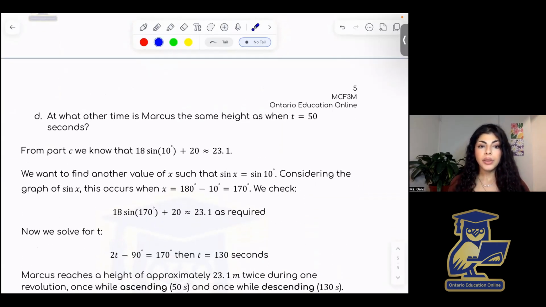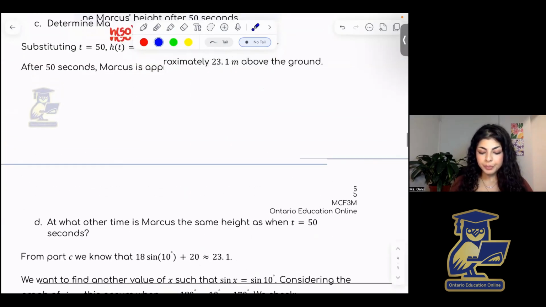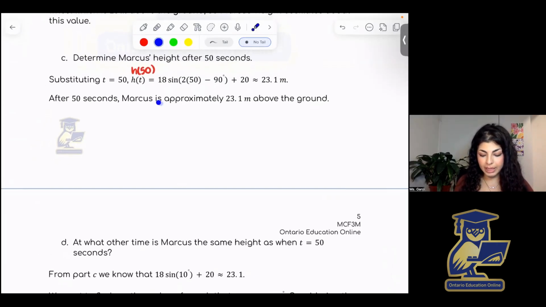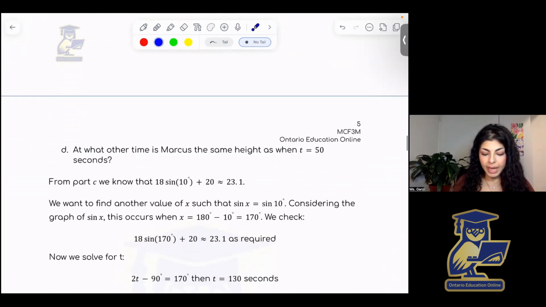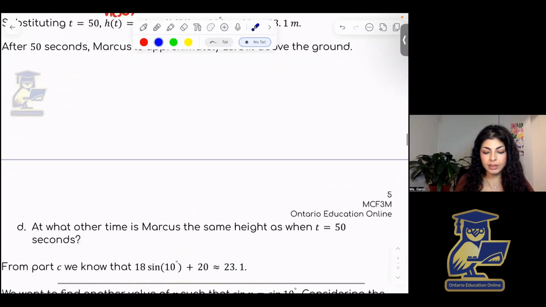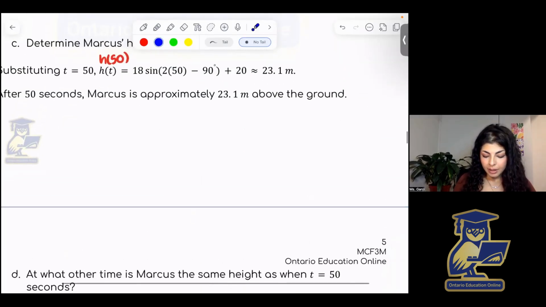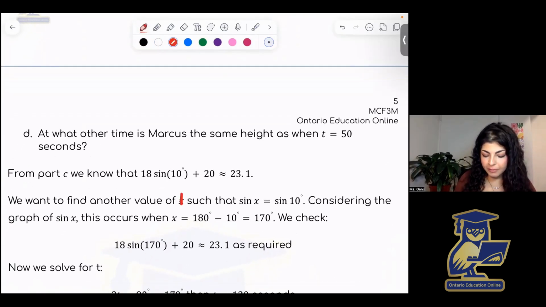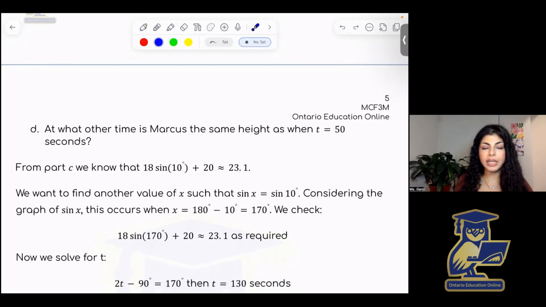And we're now asked, at what other time is Marcus the same height as when t is equal to 50 seconds? So here we can pretty much use the information that we were evaluating here. So we know that 18 times sine of 10 degrees, which is the input here, plus 20 is approximately 23.1. We want to find another value, not of t, actually sorry, it is x because we're looking at sine of x, the parent function, and then we substitute that value in to find our t.